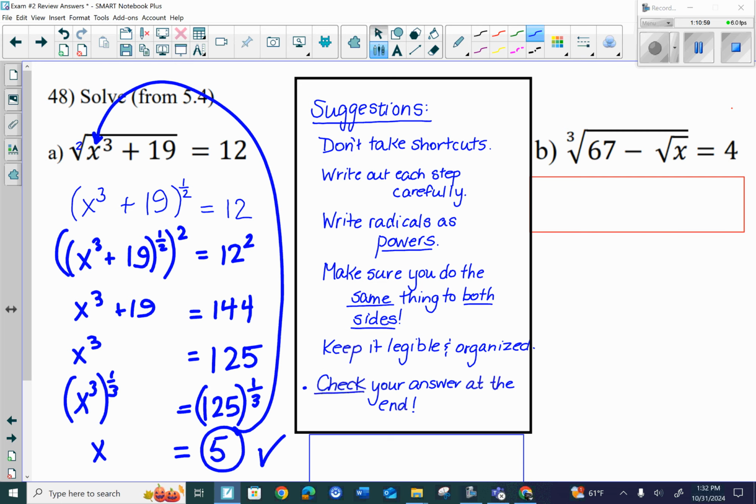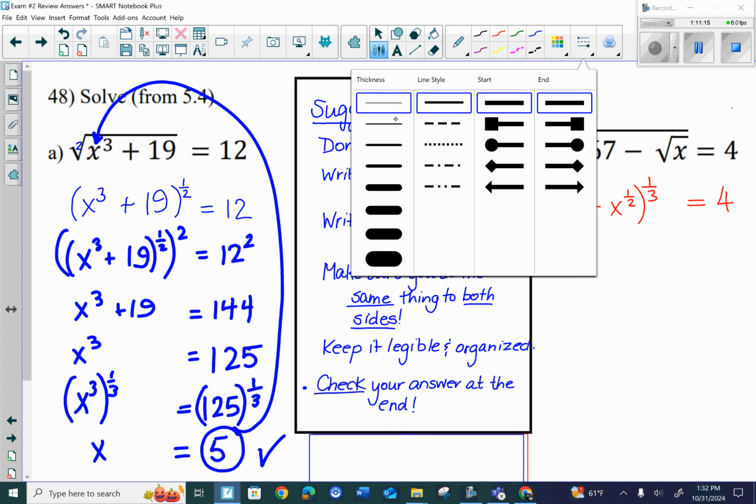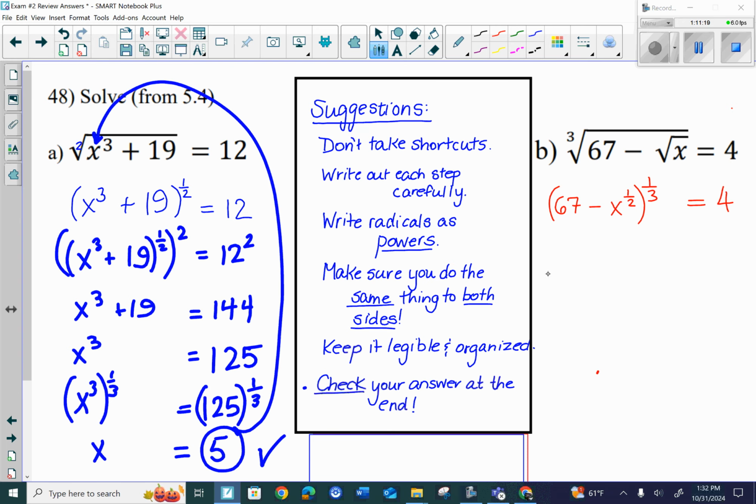So letter B, again, start by rewriting those radicals as powers. So that cube root is a power of 1/3, and that square root on the inside is power 1/2. So then we have this stuff going on, and in order to undo the 1/3 power, I would raise both sides to the 3rd. And I'm going to show it carefully. Raise it to the 3rd, 4 to the 3rd. Okay? Which you do to one side, do to the other. So the 1/3 to the 3rd becomes 1. So I'm just left with 67 minus x to the 1/2 equals 64.